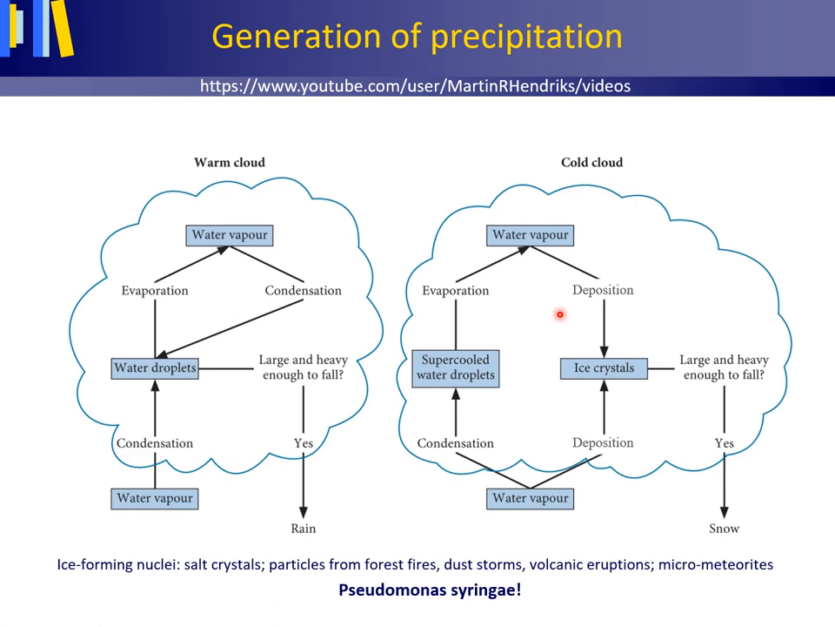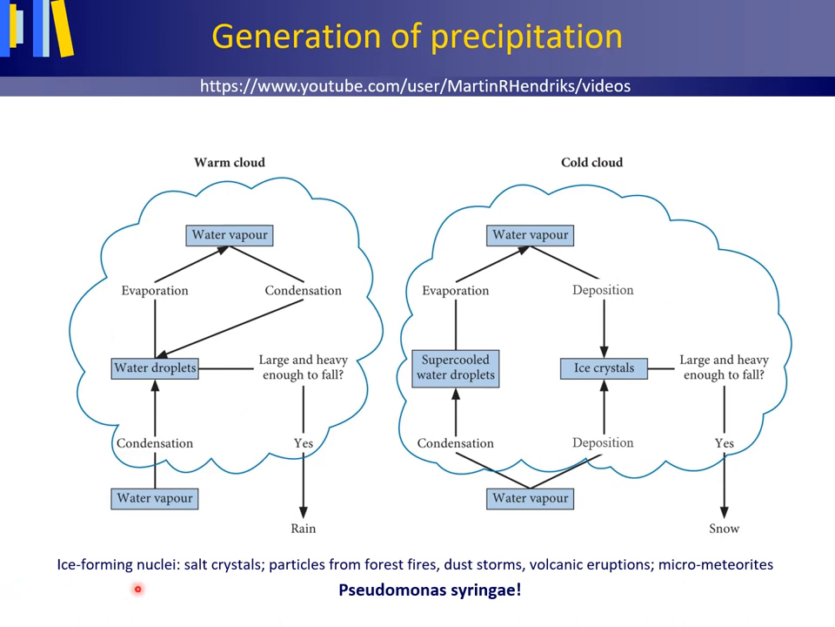Eventually, the ice crystals will have grown large and heavy enough to fall from the cloud as snow or ice crystals, or when they melt on their way down, as cold rain. The Wegener-Bergeron-Findeisen process is the dominant process for the generation of precipitation from cold clouds in the middle and upper latitudes of the Earth.